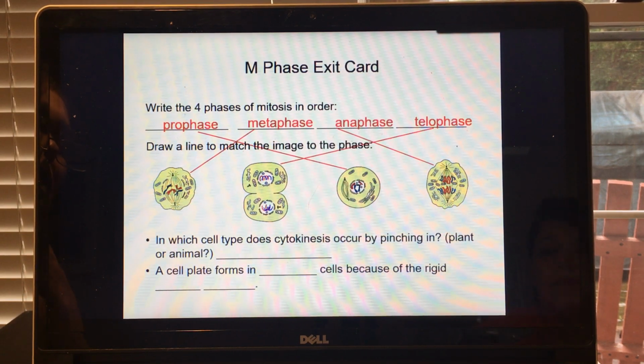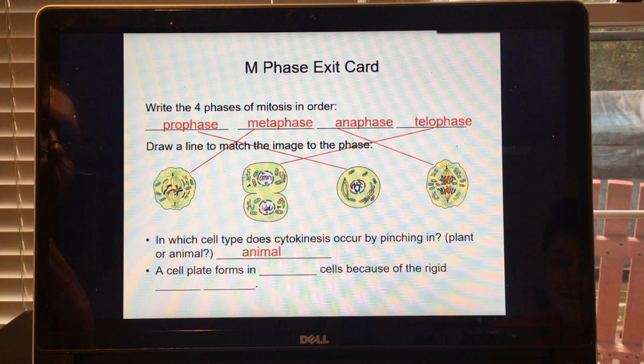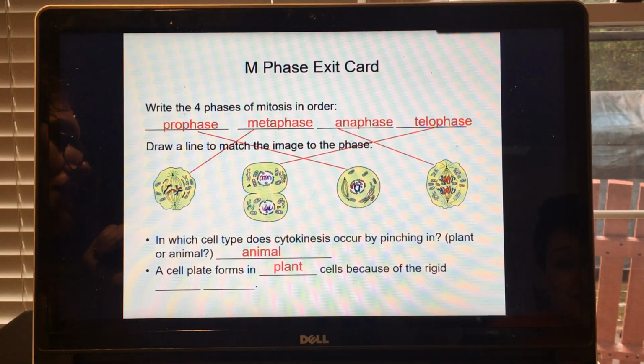So in which cell type does cytokinesis occur by pinching in, plant or animal? Animal. And a cell plate forms in plant cells because of the rigid cell walls.